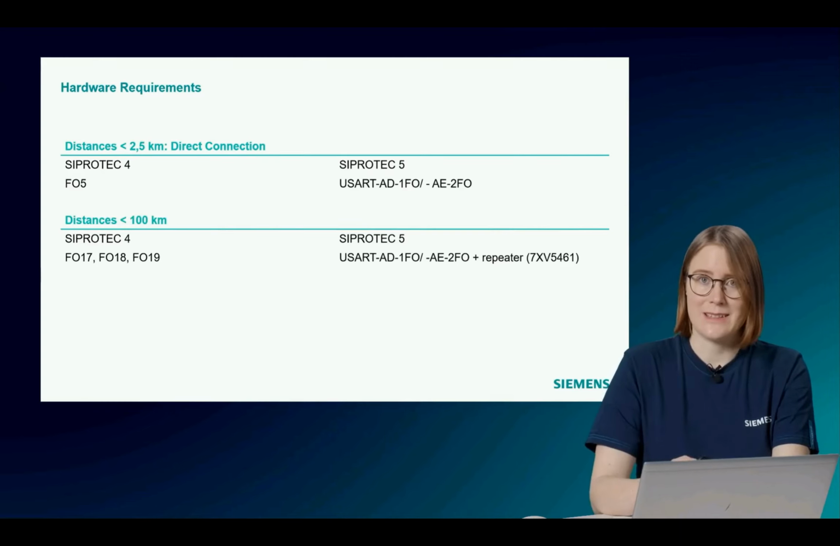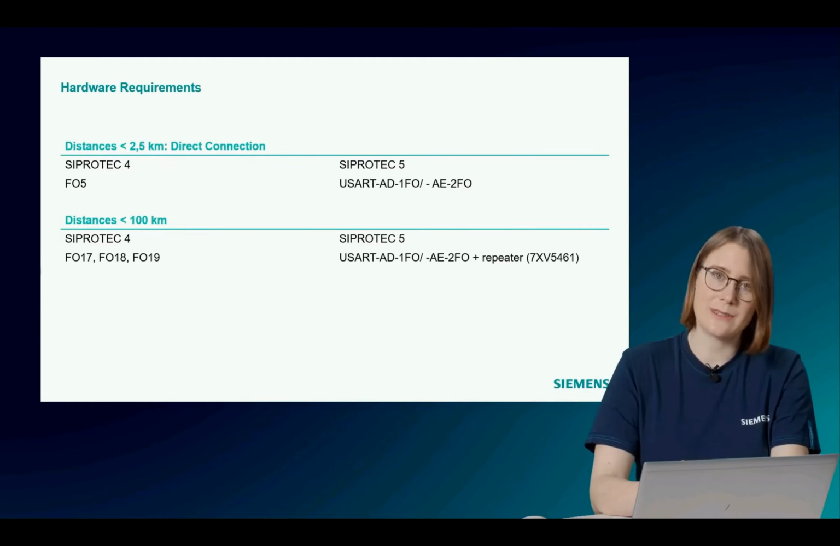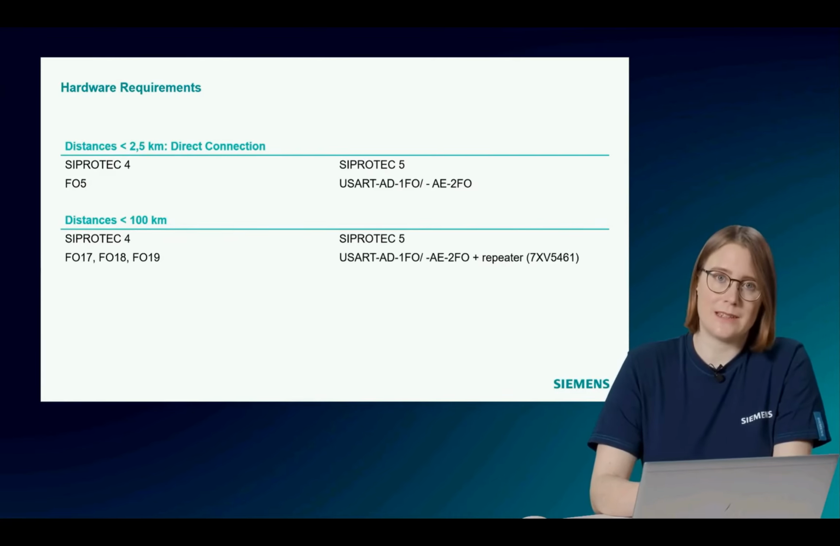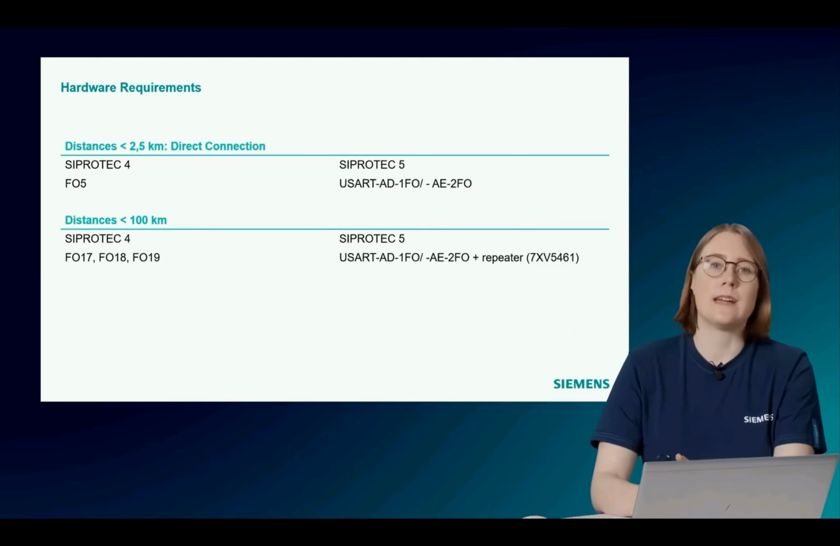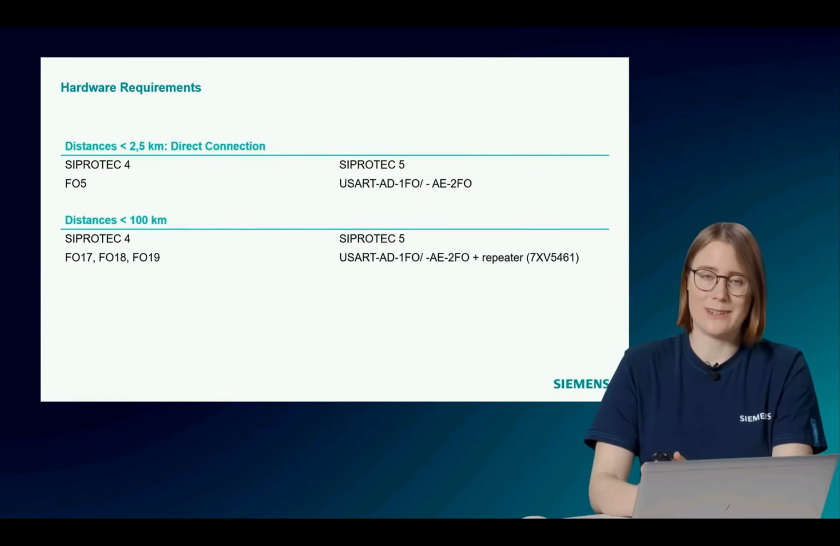For distances greater than 2.5 km and smaller than 100 km, you can use on the SIPROTEC 4 side a long distance module FO17, 18 or 19, and on the SIPROTEC 5 side a USART81 or AE2 FO module plus a repeater type 7XV5461.